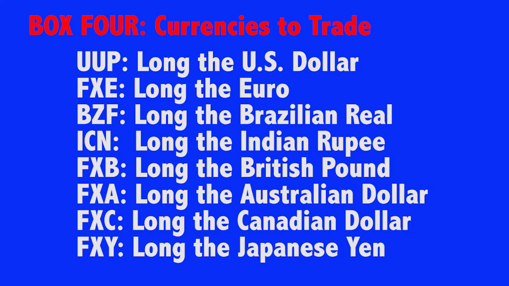This chart shows you the available currency instruments you can buy in the contest. These include UUP for the US dollar, FXE for the euro, BZF for the Brazilian real, and so on. Thus, for example, if you see a boom in commodities, you will want to buy a currency like the Aussie dollar or the Canadian dollar, as both Australia and Canada sell a lot of commodities.